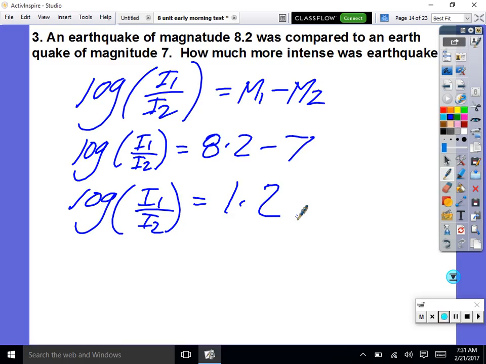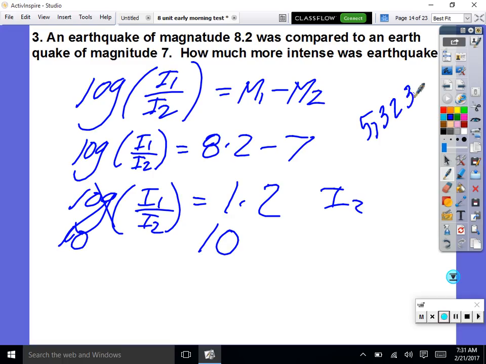So this is where people stop on the test. That's not right though, right? Base 10 both sides. So it's 10 raised to the 1.2. And then whatever that is is how much more intense. Does that make sense, everybody? Because then you'd multiply up I2. So that much more intense. Really straightforward. Like if it was 5,323 times more intense, for example.